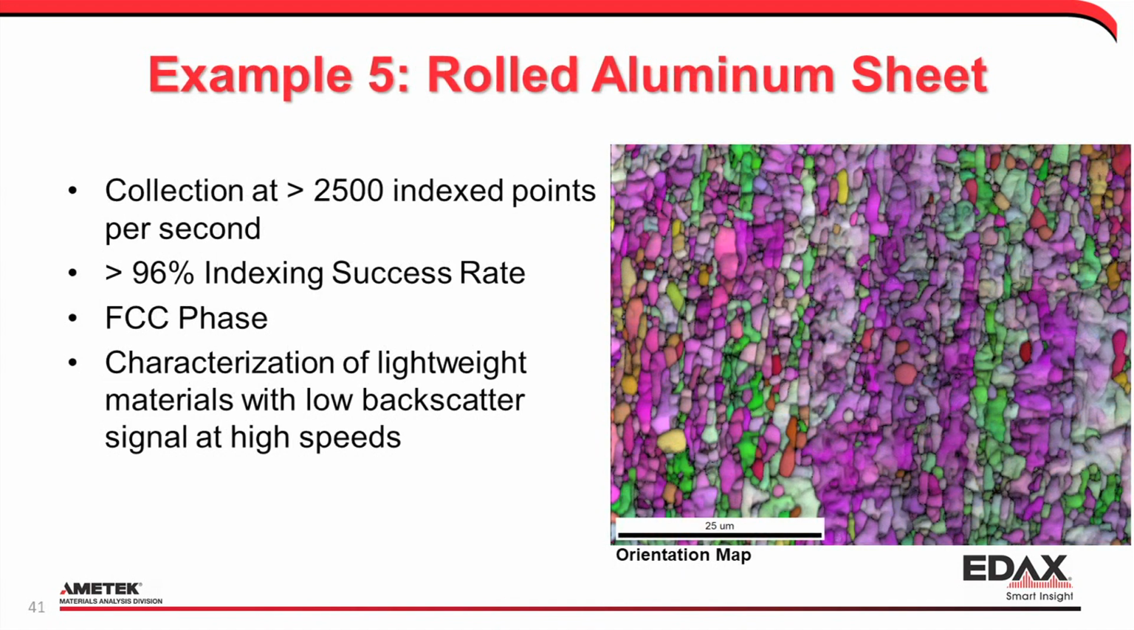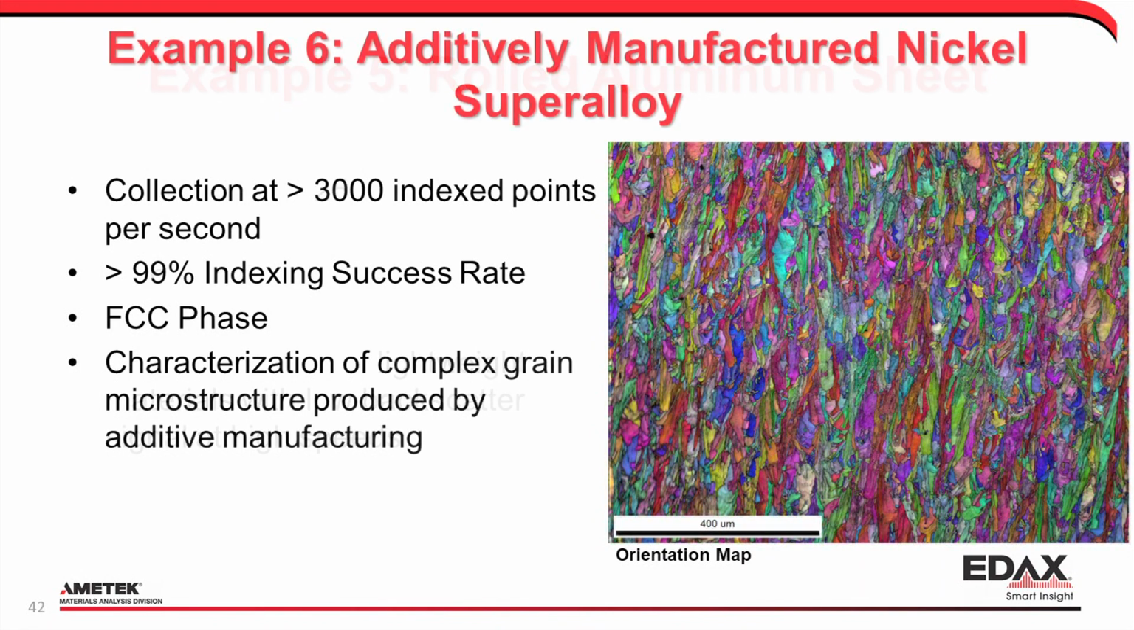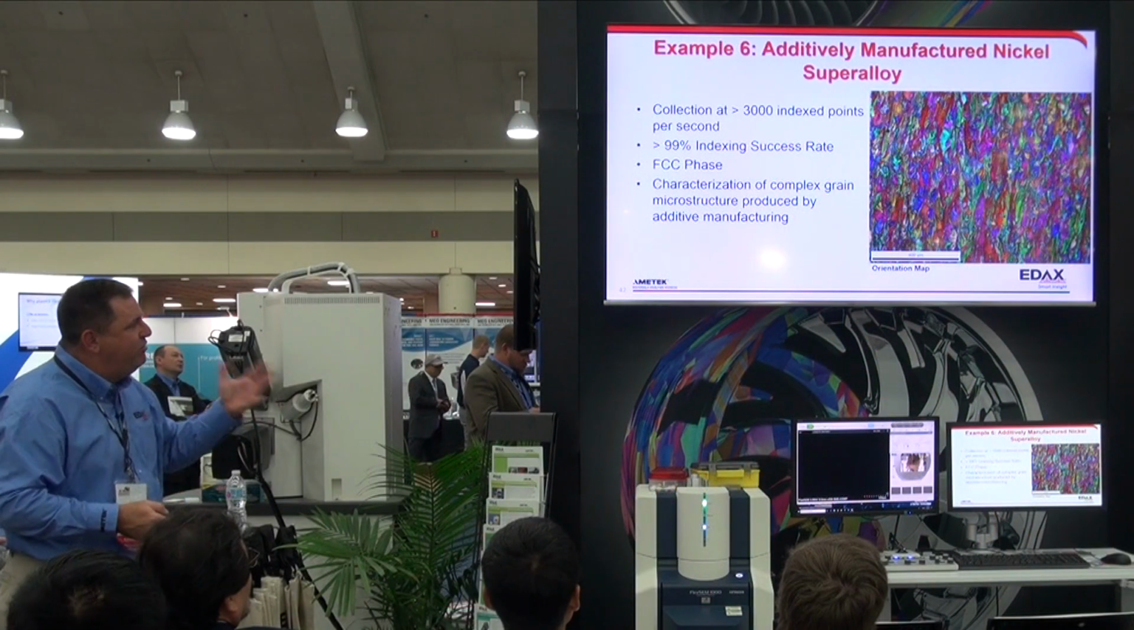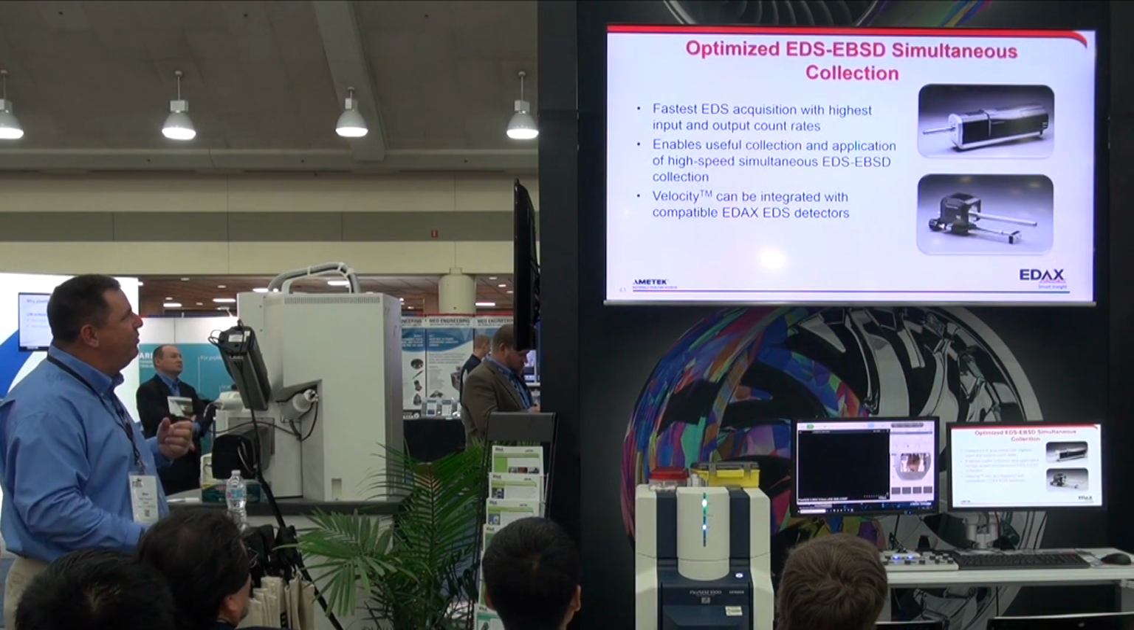This goes back to one of the materials we had on that noise chart, this is a rolled aluminum sheet we kind of use as a benchmark. So we're able to get 2,500 points per second at 96% indexing. And this is a 3D printed nickel superalloy. Again, a very complex microstructure. We actually looked at this on multiple different length scales with 99% success. So you can use it on a range of different materials.